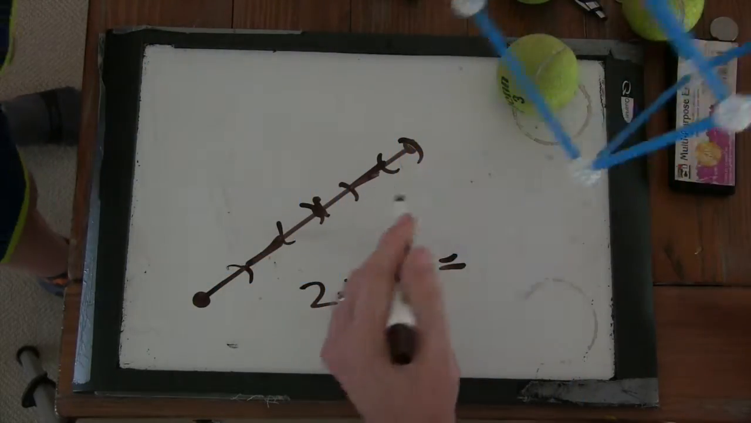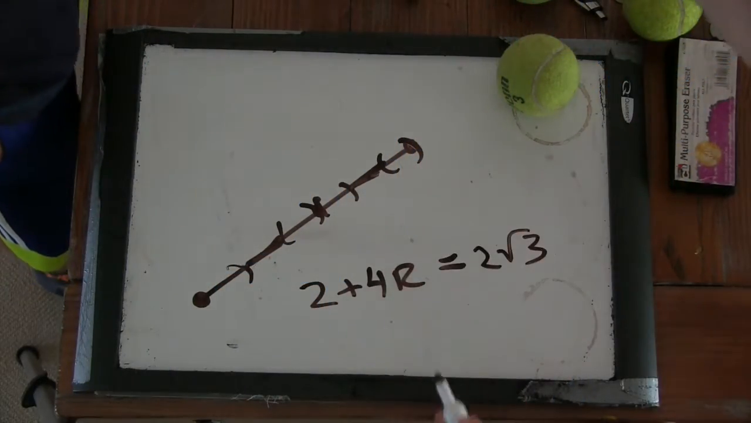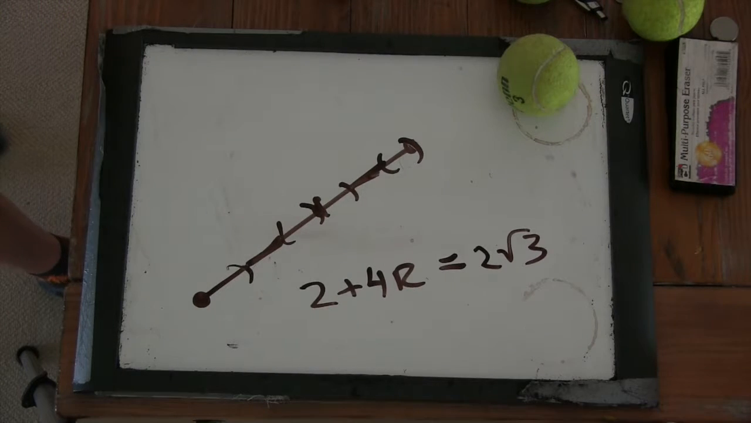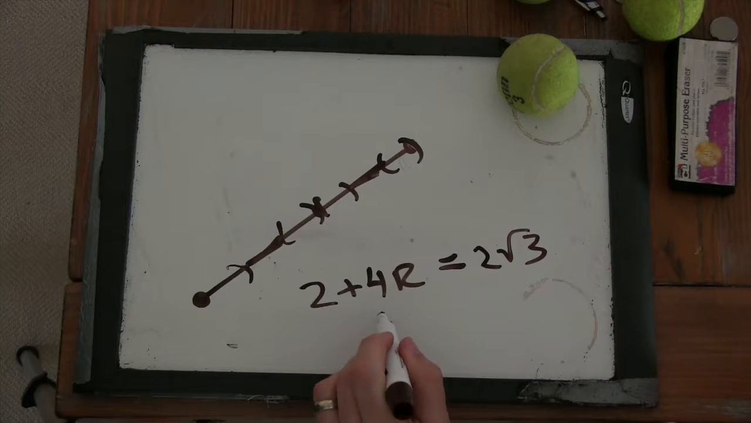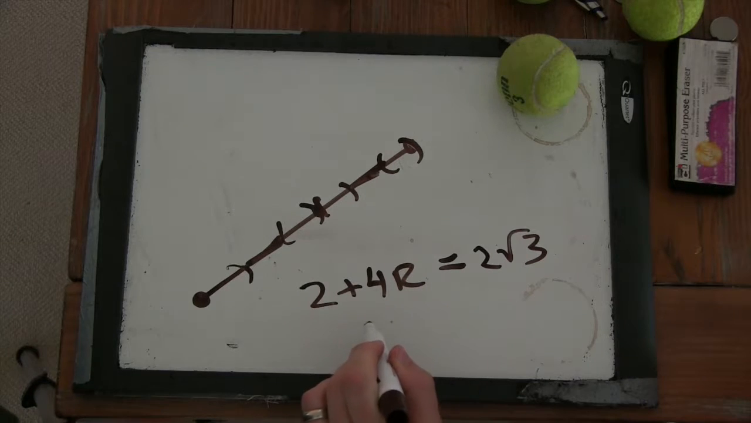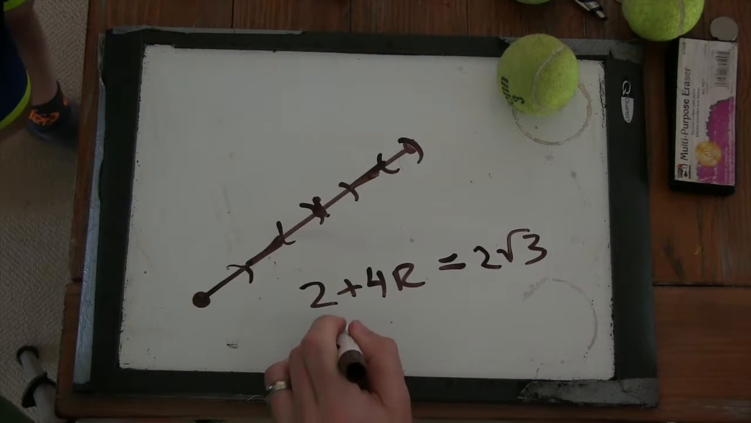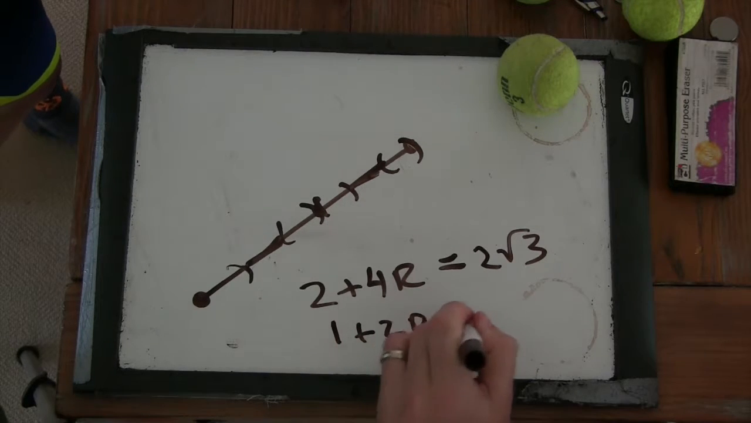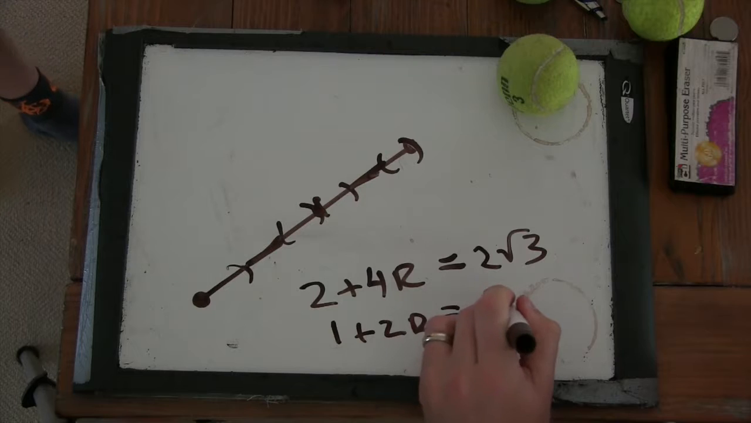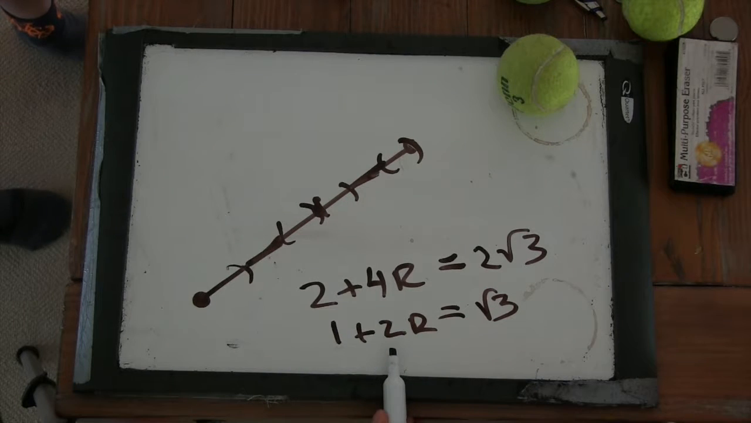2 root 3. Okay. And so what's the radius this time? Can you do the calculation this time? So you divide by 2 this time. Okay, I divide by 2. So that would be 1 plus 4r, divided by 2, 2r, equals root 3. Root 3. And now, can you solve for r?